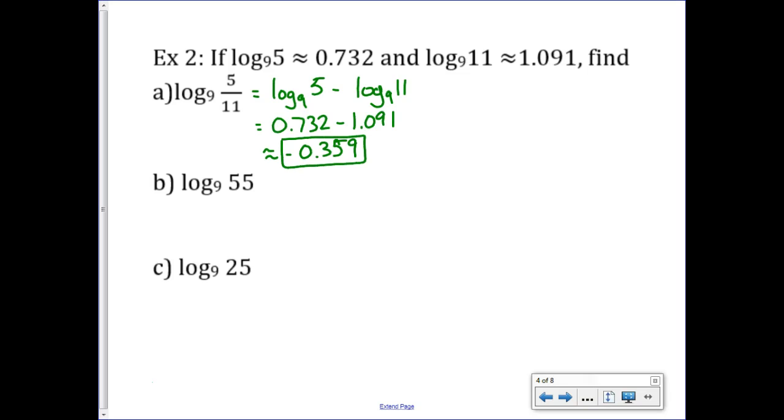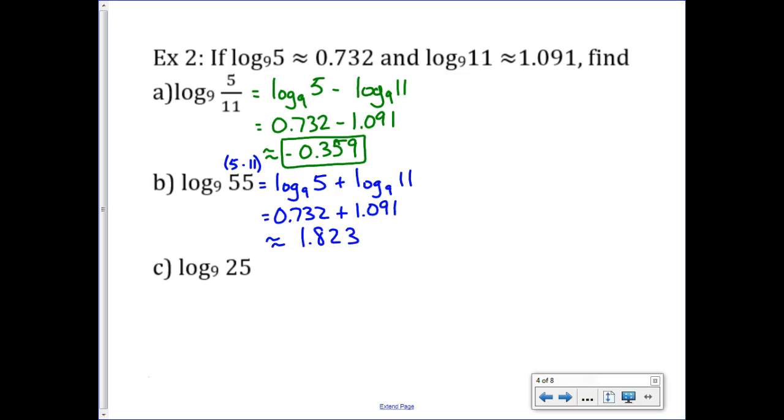Alright, this next one, I have the log of 55 base 9. Well, 55 isn't anything that we know, but it is 5 times 11. So then if I have that multiplication, I can do the same thing I just did, except I'm going to have a plus sign here. So then I have 0.732 plus 1.091, and that's approximately 1.823.